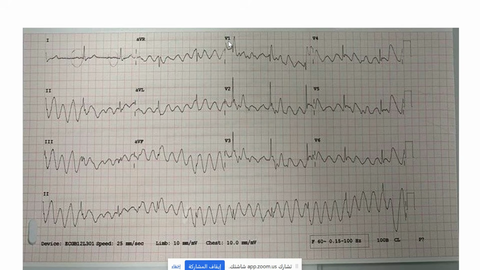This is a shockable rhythm. What is the rhythm here? Ventricular fibrillation. Are you sure? Look: tachycardia or ventricular, as the guys said. Look at the ECG as a whole. Look at lead 1.